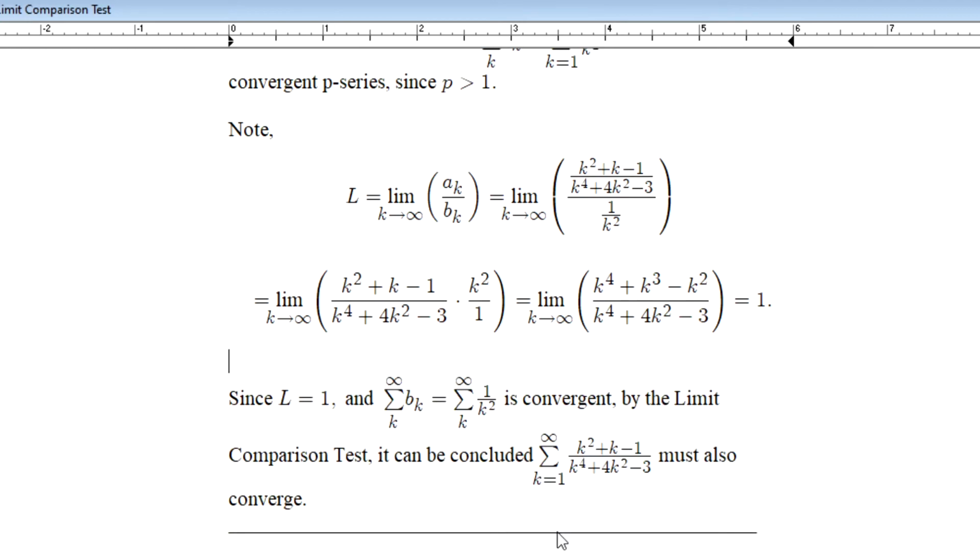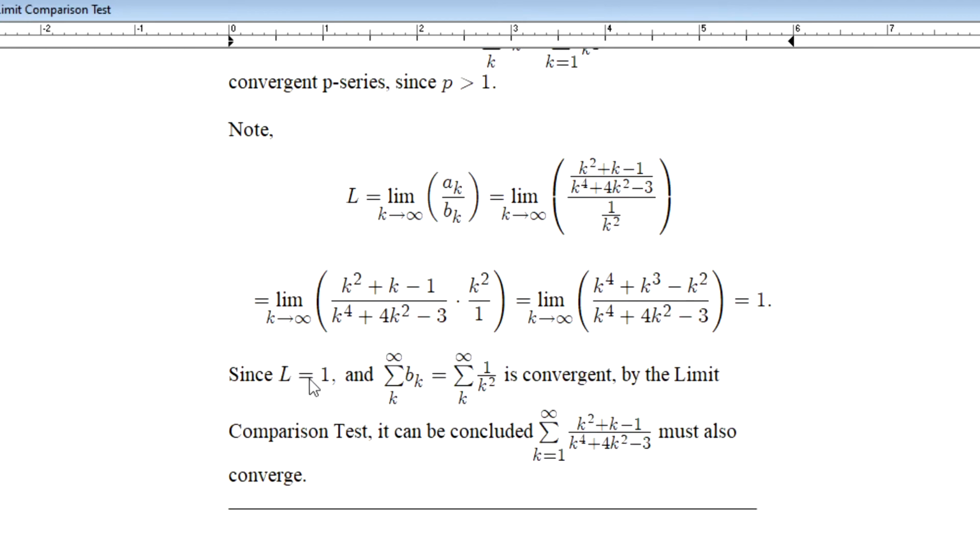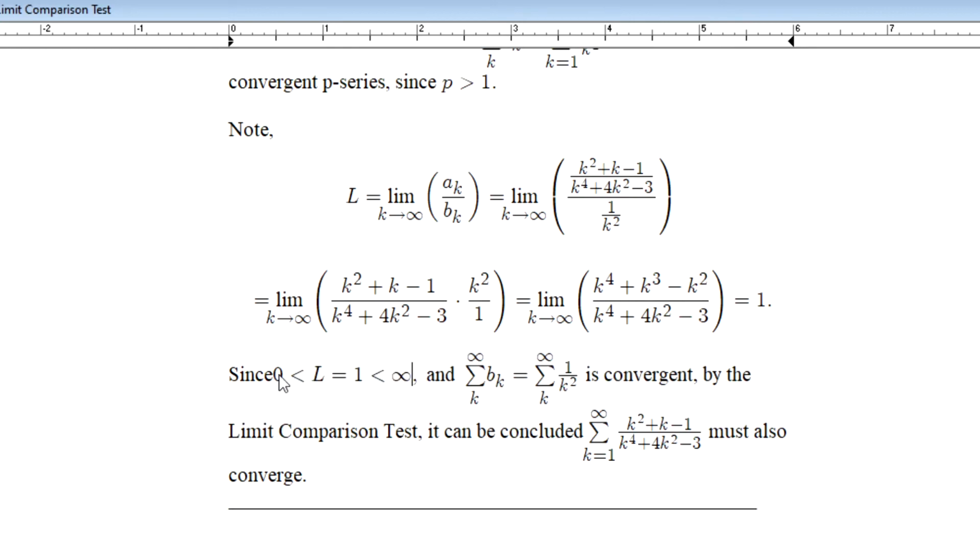Since L equals 1, which we could note as a value between 0 and infinity, and series b sub k is convergent, by the limit comparison test, we can go on to conclude that our given series must also converge. That is the limit comparison test in action, folks.